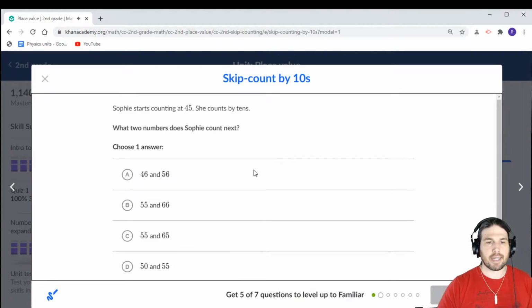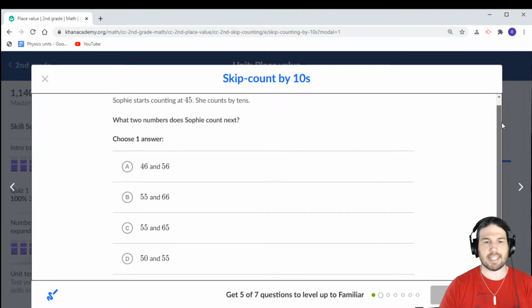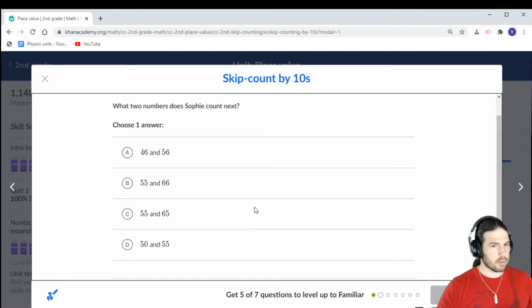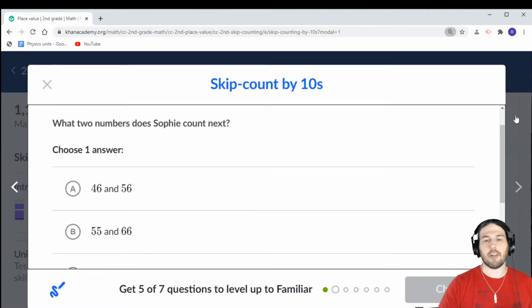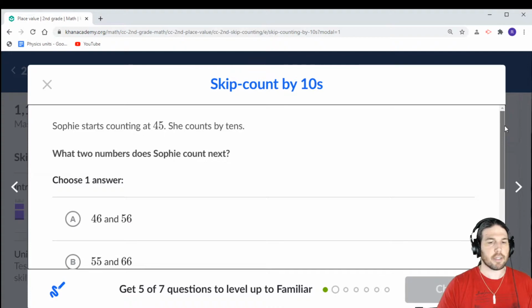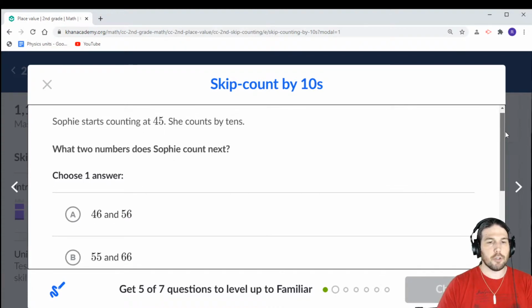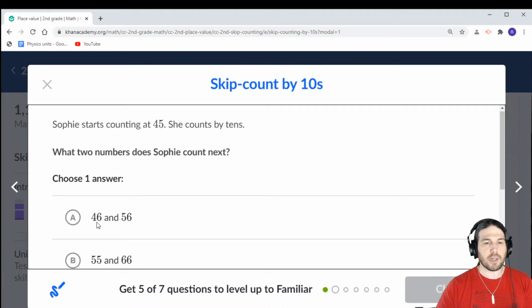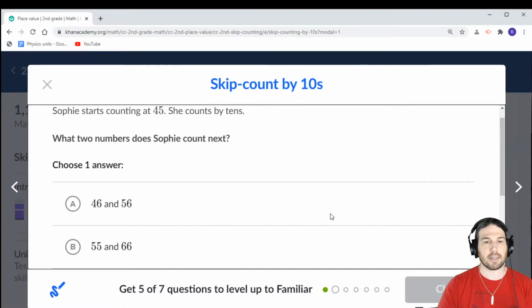Sophie starts counting at 45 and she counts by tens. So let's look at each of these answers. I've been neglecting to do this: what two numbers did Sophie count next? So 46 and 56. Well, she counted by tens the second time, but the first time she only added 1, unfortunately, so that's not correct.